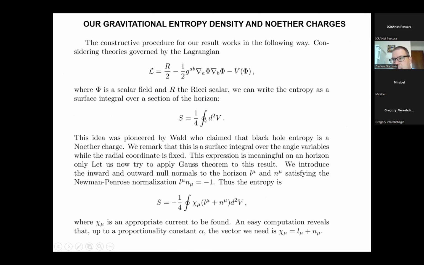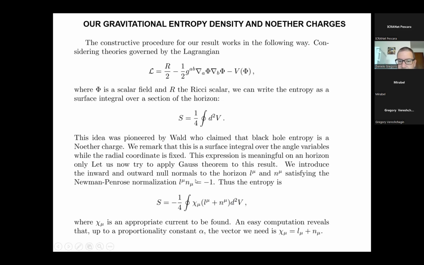And because it was found in a much more general class of theories, also with non-minimal coupling between curvature and matter fields. It was found by Wald, who claimed that the black hole entropy is a Noether charge, which is, as I said, just a particular case in general relativity. And so this is a surface integral over the angle variables while the radial coordinate is fixed. So in our formalism, we needed to write the normal to the surface, again using Newman-Penrose formalism. So we introduced the null tetrad obeying this normalization, and then we needed to find an appropriate density current chi, which integrated over the surface provides the area law. And it can be found very simply by just some algebraic technique.